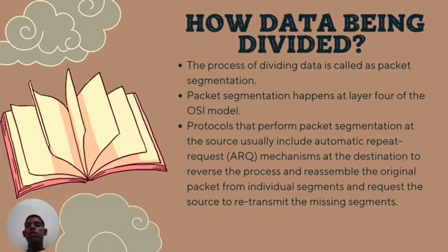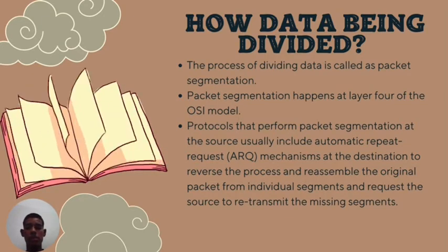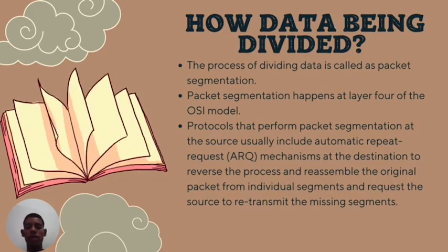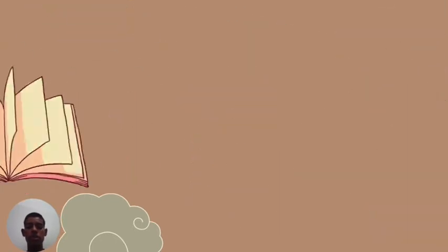Now we are on the third slide. How data is being divided. First, the process of dividing data is called packet segmentation. Packet segmentation happens at layer 4 of the OSI model. Protocols that perform packet segmentation at the source usually include an automatic repeat request (ARQ) mechanism at the destination to reverse the process and reassemble the original packet from individual segments, and request the source to retransmit the missing segment.